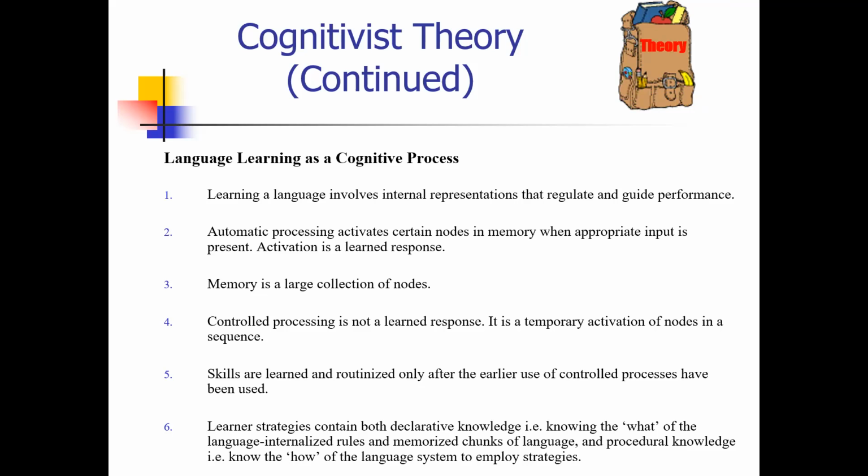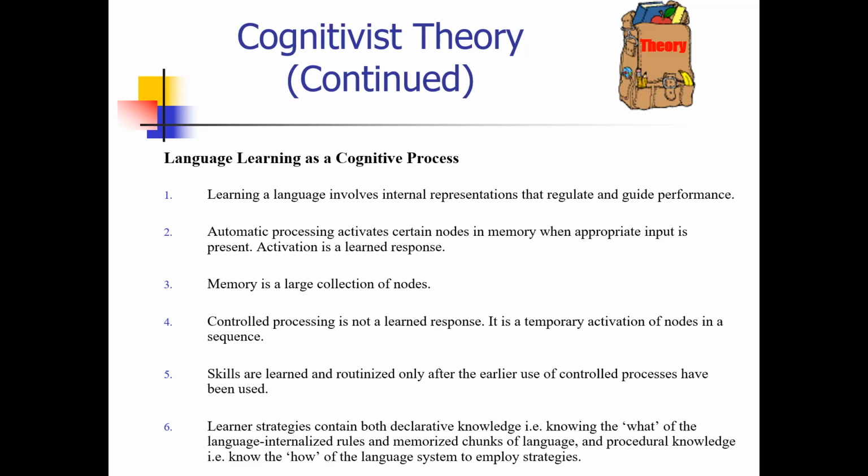Language learning as a cognitive process. First, language involves internal representations that regulate and guide performance. The second, processing activates certain nodes in memory when appropriate input is present and activates a learned response. The third is a large collection of nodes. The fourth, controlled processing is not a learned response. It is an activation of nodes in sequence.